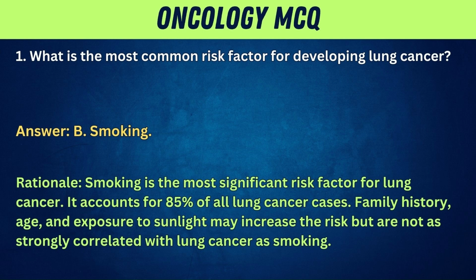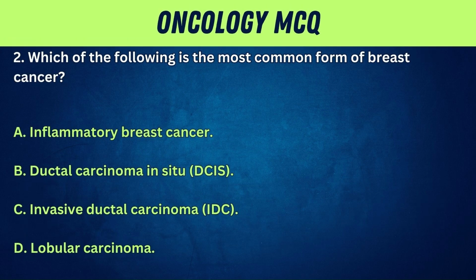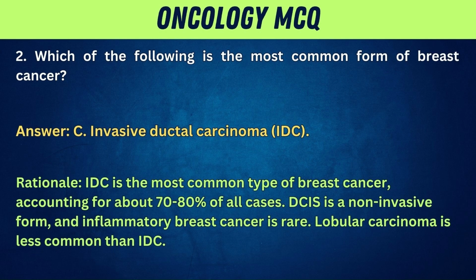Family history, age, and exposure to sunlight may increase the risk, but are not as strongly correlated with lung cancer as smoking. 2. Which of the following is the most common form of breast cancer? A. Inflammatory breast cancer. B. Ductal carcinoma in situ (CIS). C. Invasive ductal carcinoma, IDC. D. Lobular carcinoma. Answer: C.